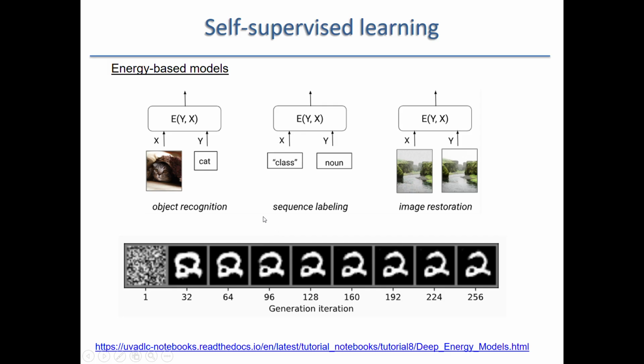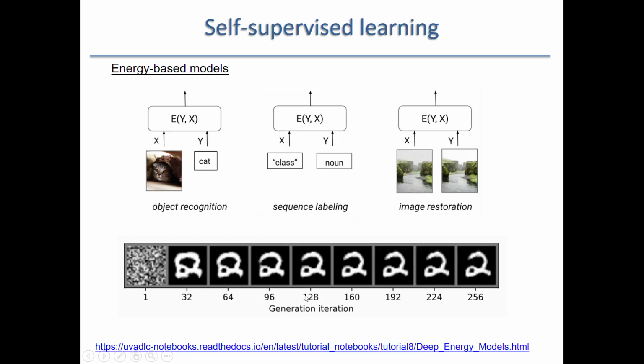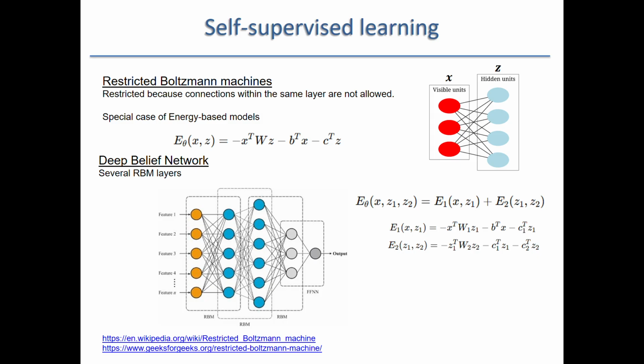Once you have converged with the energy, now you can use that energy to generate samples from that energy distribution, such that they look really like the original data, the samples from the original training dataset. Okay, and one particular case of energy is the restricted Boltzmann machines.